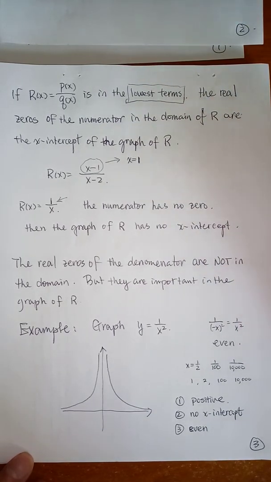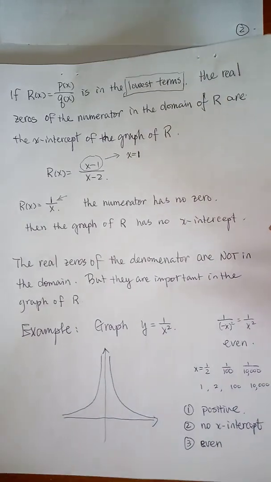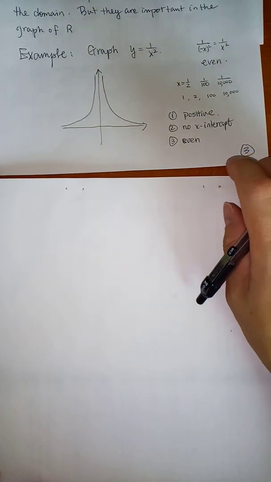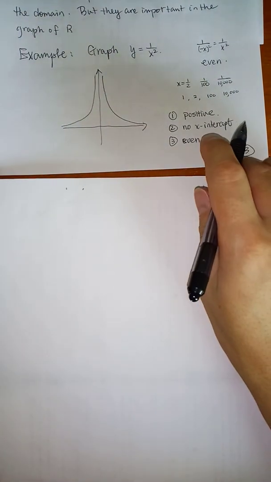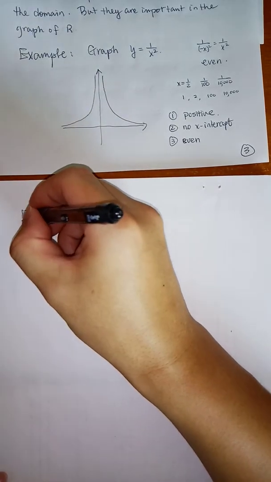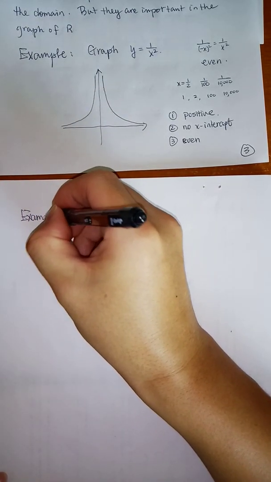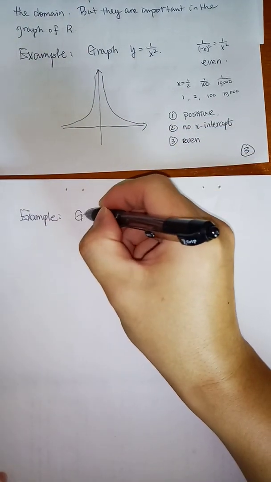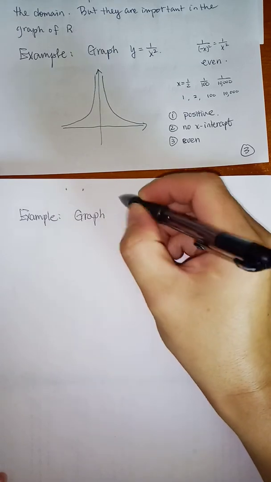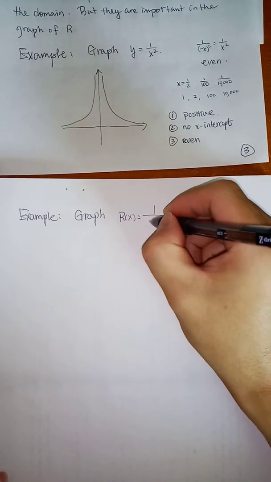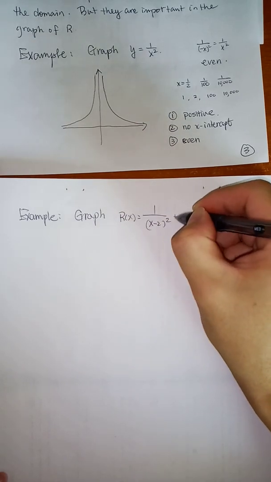Okay, so this is a graph of 1 over x squared. And using this graph, we can do the transformation to get other graphs. For example, let's see this. We try to graph r of x is 1 over (x minus 2) squared, plus 1.